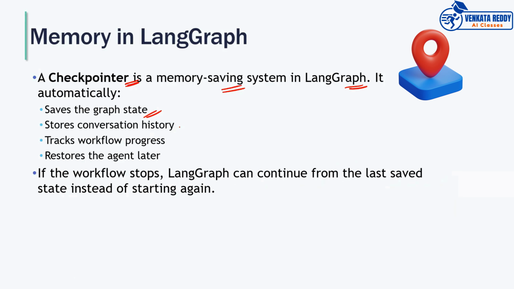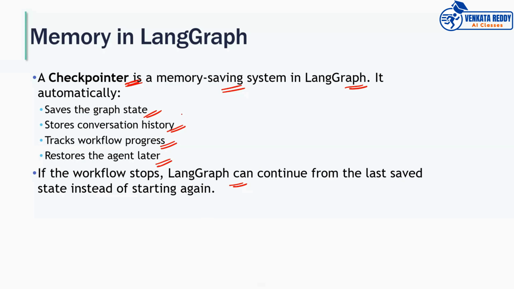It stores the conversation history. It tracks the workflow progress. It restores the agent later on. If the workflow stops at any particular point, LangGraph can continue from the last saved checkpoint. That is the whole point of Checkpointer. So the way it works is you define a checkpointer. You will say from langgraph.checkpoint.memory import MemorySaver. And while you are compiling the graph, you will say use my checkpointer memory. Then automatically everything gets saved.